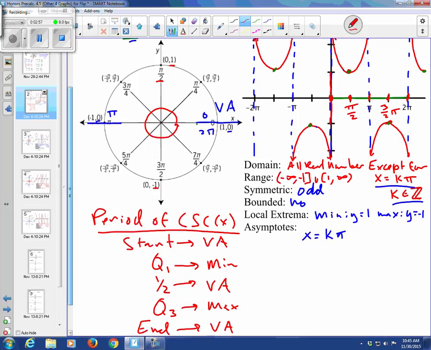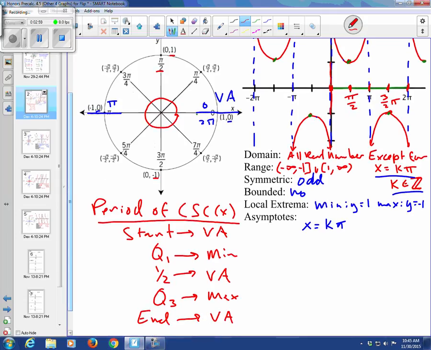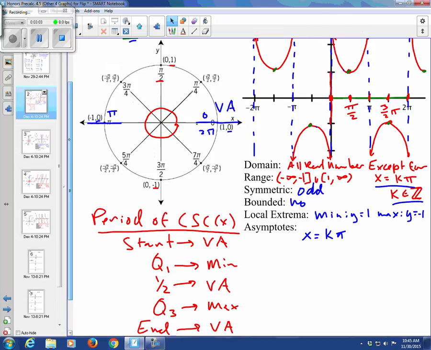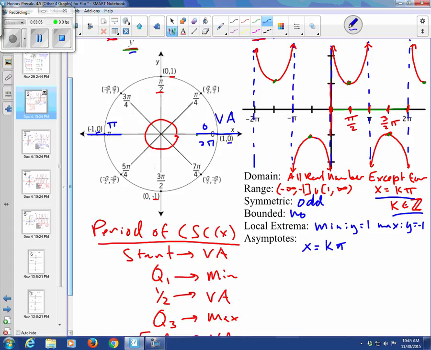And one thing that we can think here is that really what we're seeing is this looping behavior between these vertical asymptotes. So we loop down to a min in the first half, and then we loop up to a max in the second half. And that's what these mins and maxes are going to be when we graph this.